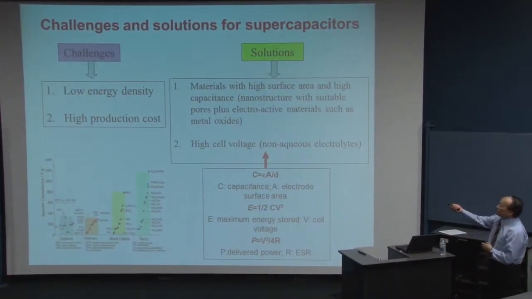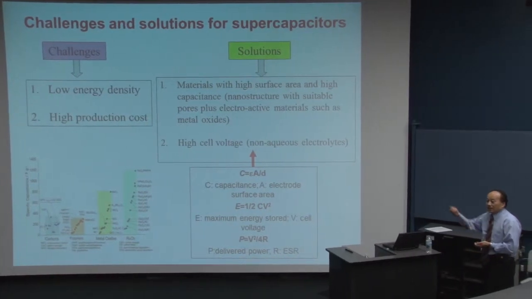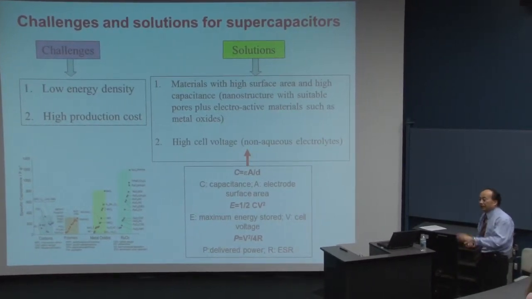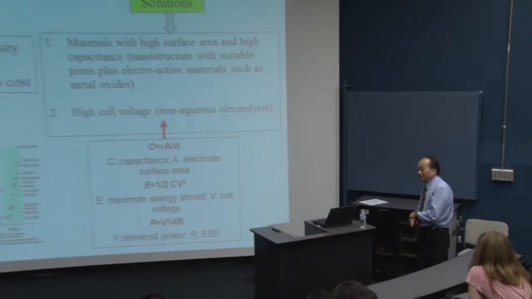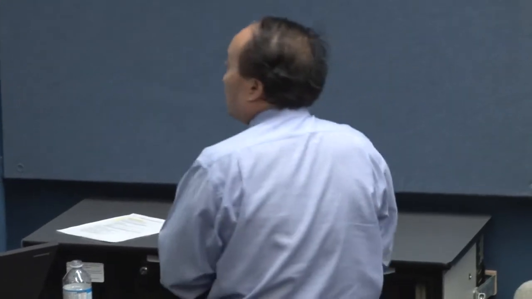First is low energy density. The energy density right now, the best one, is around 5 watt hour per kilogram. That's low compared to other batteries. For a lithium battery, you can reach 100, right? 200. But this one is only 5. So 5, I said 5 is the best. Normally for commercialized products it's around 2 or 4, something like this.